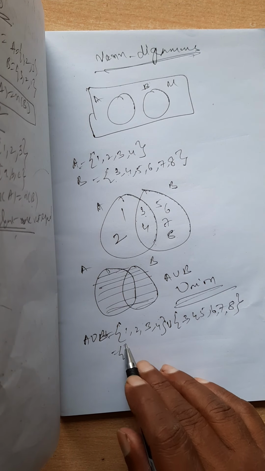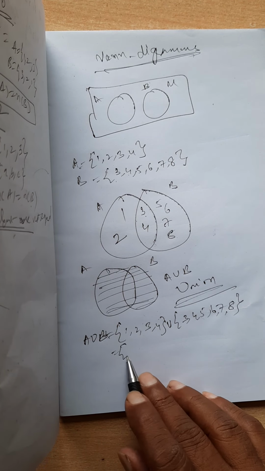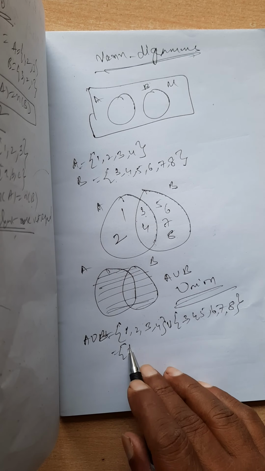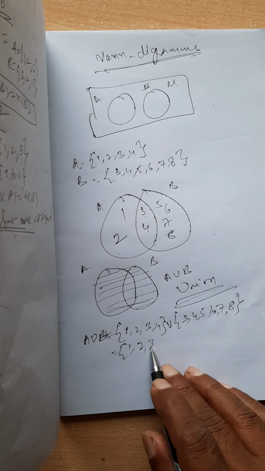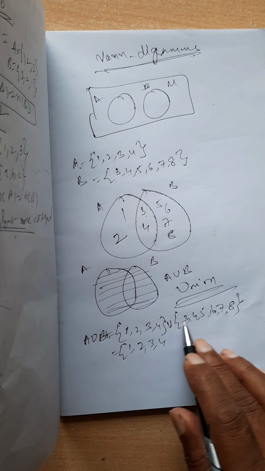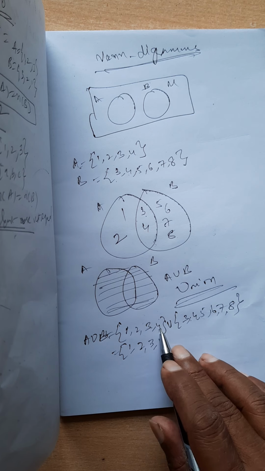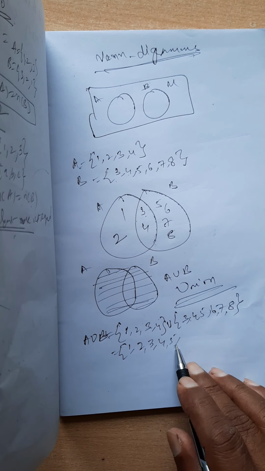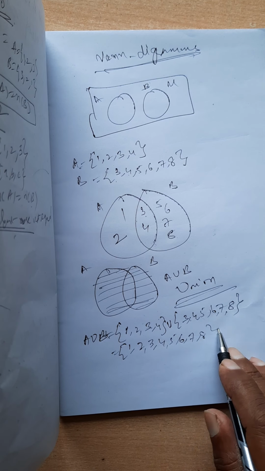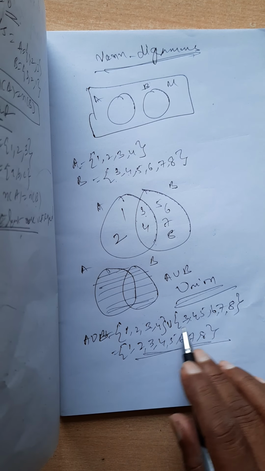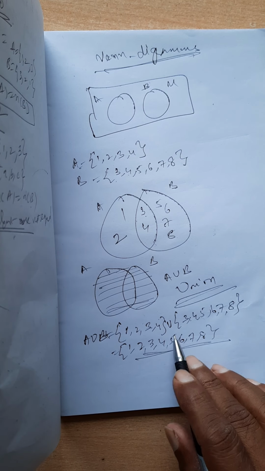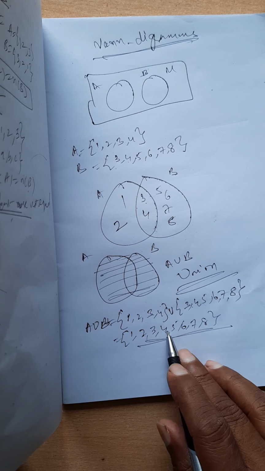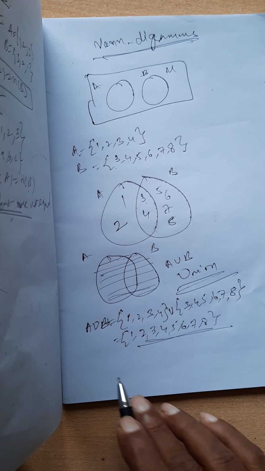Now union means we have to write all elements without repeating the repeated numbers. 1 is there, 2 is there, 3 is there, 4 is there. 3 is there two times, but we have to take it one time. 4 is also common, we write it only once. 5, 6, 7, 8, all elements of A and B are included, but common ones only once, not 3, 3, not 4, 4. Just once we write all numbers.